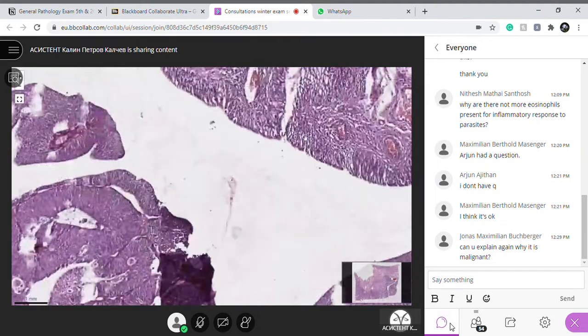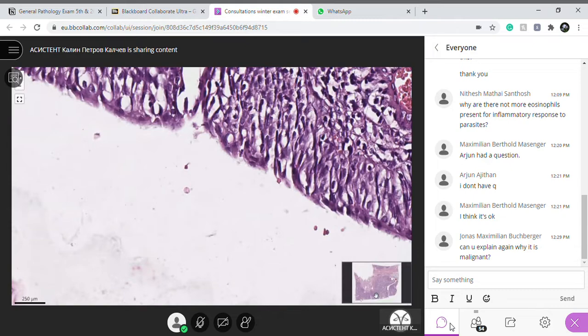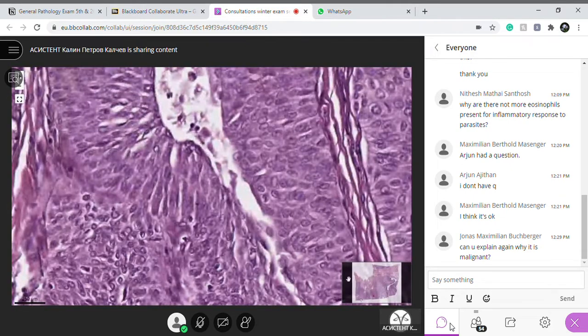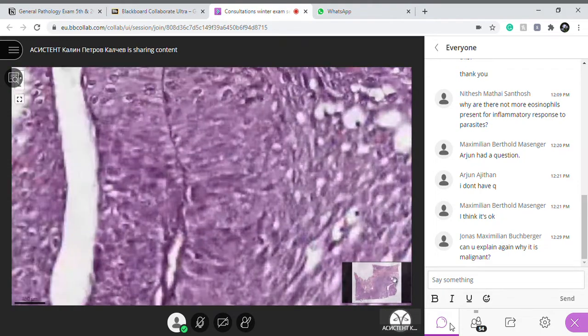Well, look at the normal urothelium and look at the epithelial cells here. Well, there is a great difference. That means that there is some cellular and nuclear atypia. Look again at the normal cells.